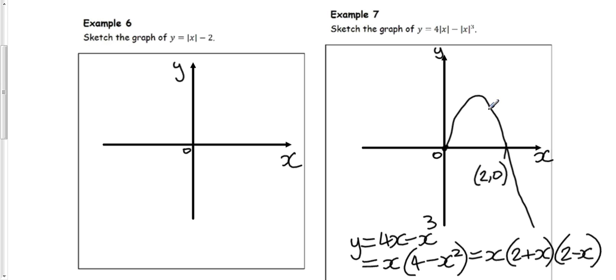Now with the mod signs, any negative x values, for example, where x is minus 2, will be modulus. So when x is minus 2, it'll turn into a positive 2, which means we'll get the same y-coordinate when x is 2 or minus 2. Likewise, when x is 1 or minus 1, we'll get the same y-coordinate. So we get this symmetry in the y-axis, and then the graph will look like that.